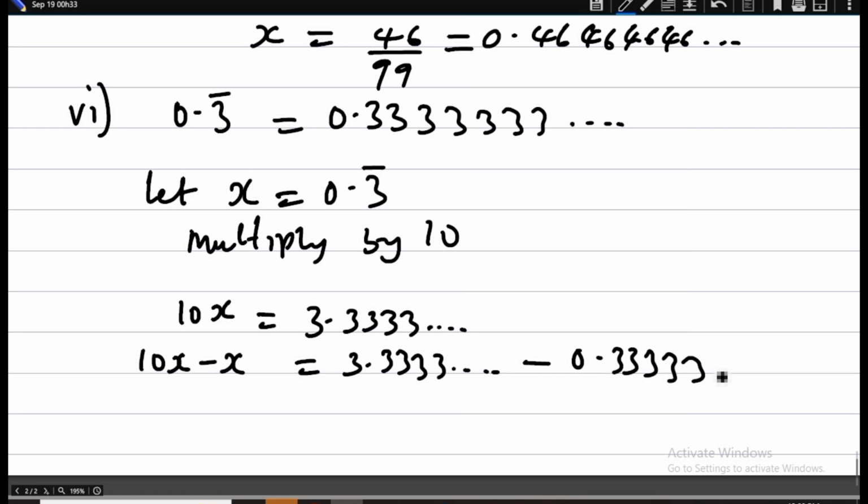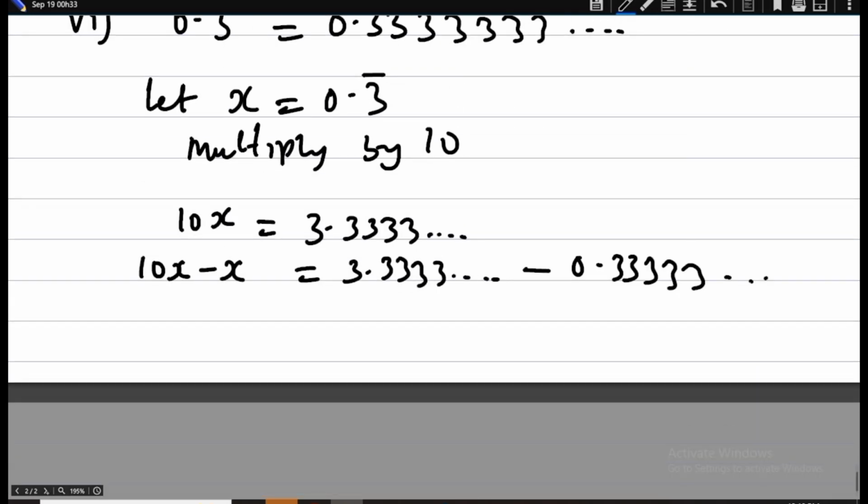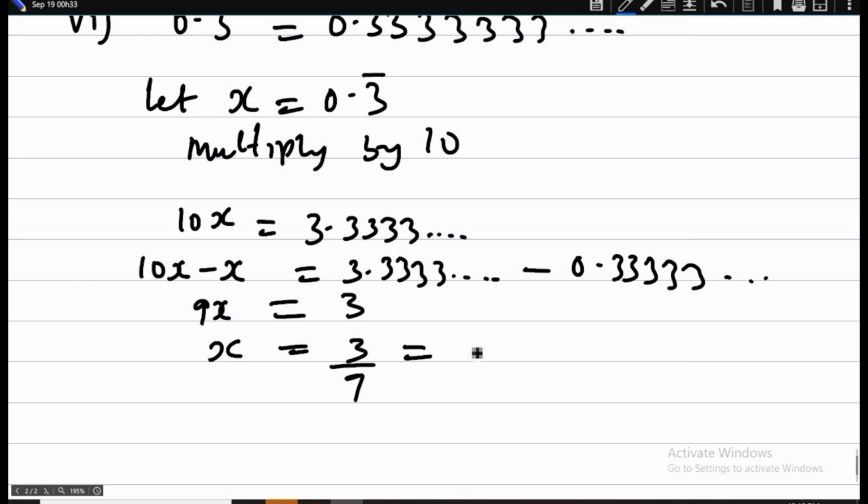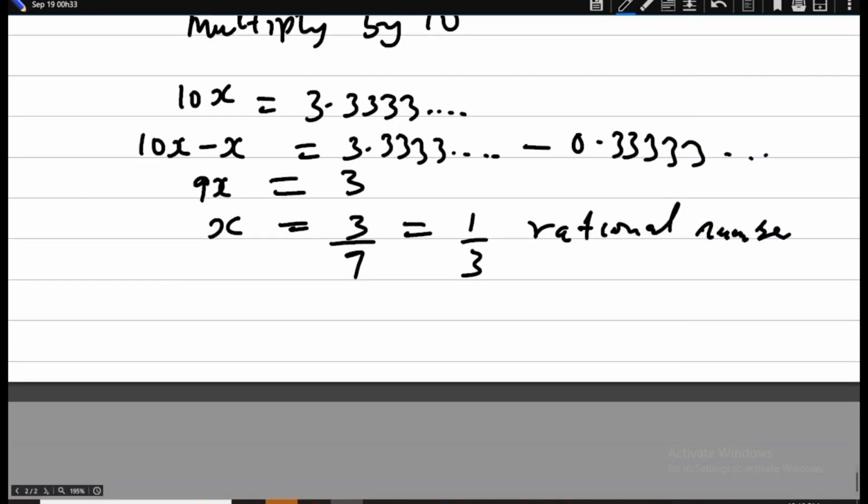So we're going to have 9x is equal to 3, because this line will take care of the other side. So I'm going to have that x is equal to 3 over 9, and 3 over 9 will give us 1 over 3. And 1 over 3 is a rational number. So whenever you see that bar, you should know that it's a rational number. This will help us to conclude that once we see that bar, it is a rational number.